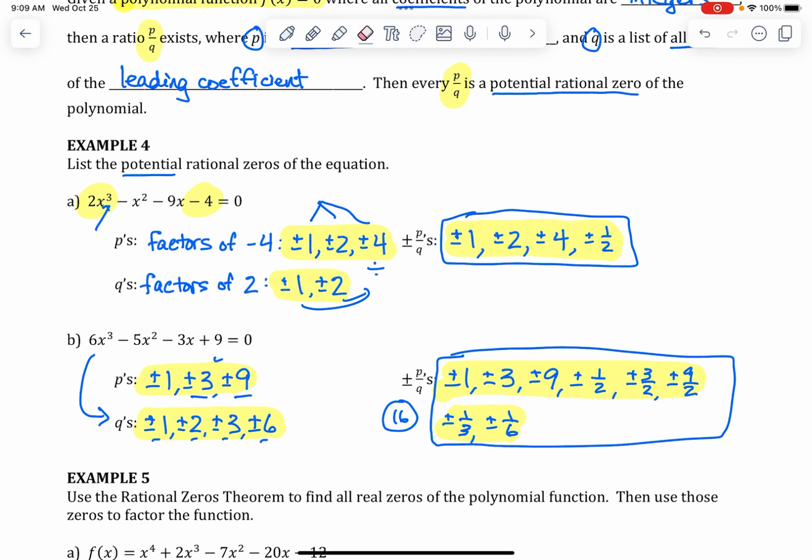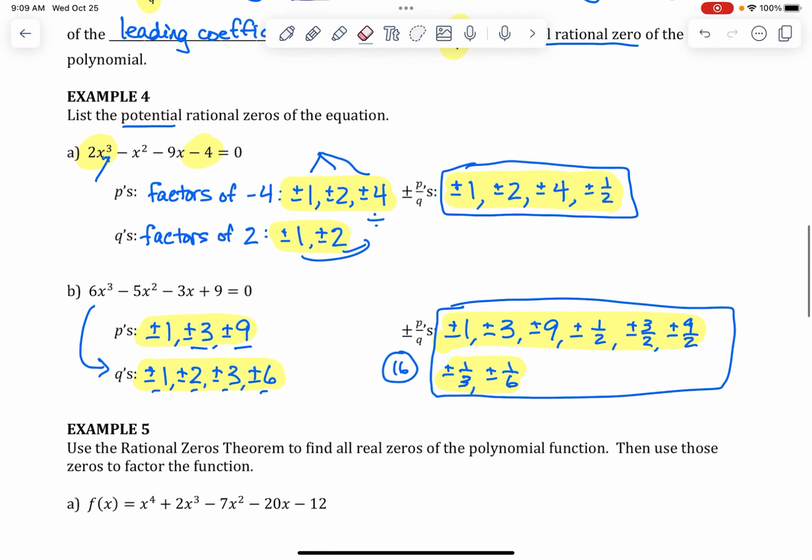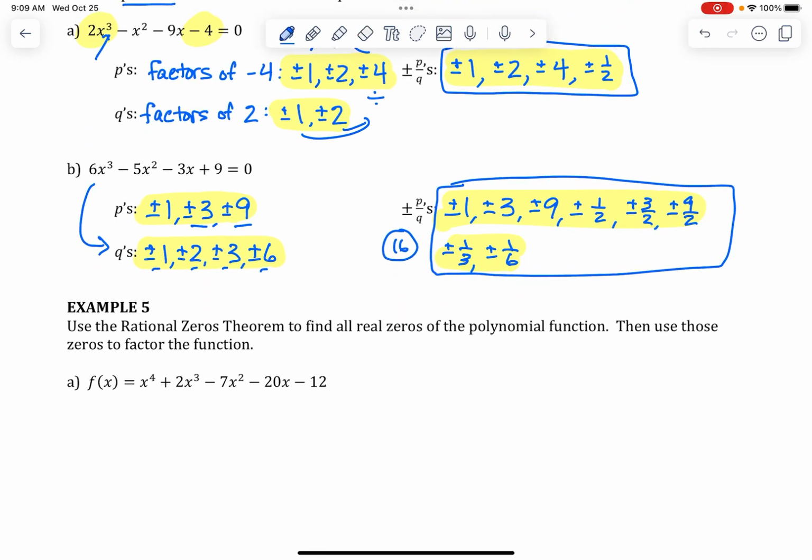All right, so what's the point of this? The point is, once you list the potential rational zeros, you can actually find them and then factor the function. So we're going to be able to factor higher level polynomials. In this first example, we have a 4th degree polynomial. That's not exactly easy to factor, right? You're used to quadratics, pretty straightforward.